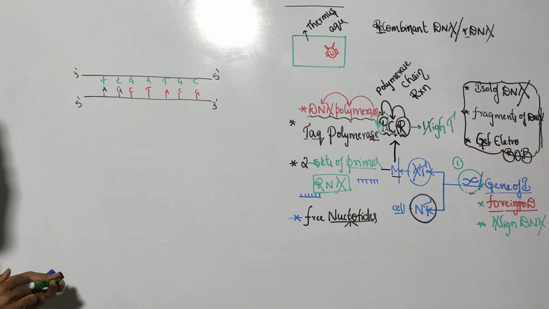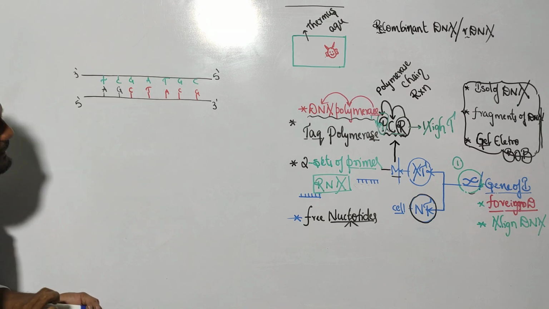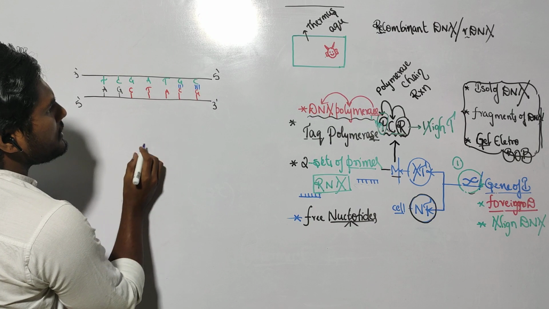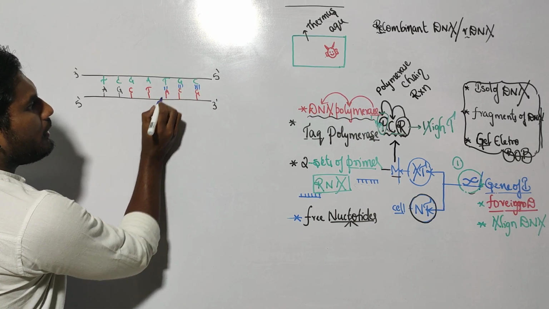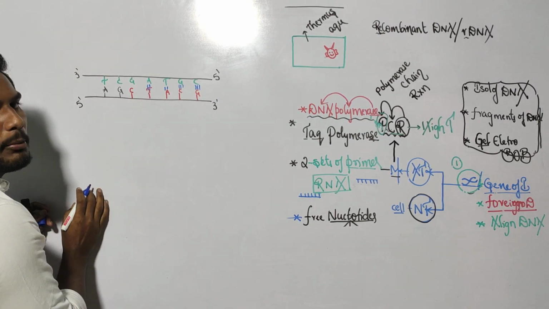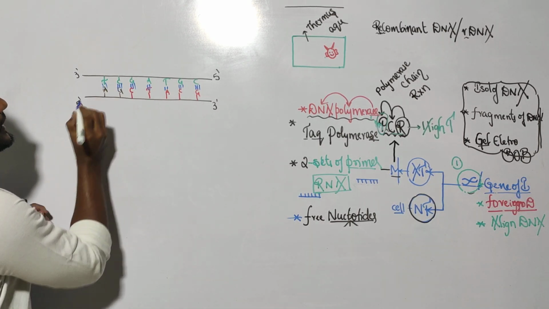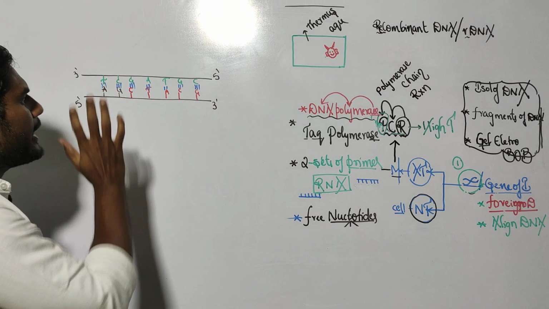Next cytosine. And you know, in between the guanine and cytosine, how many hydrogen bonds? 3. In between adenine and thymine, how many? 2. Guanine cytosine, how many? 3. Adenine thymine, how many? 2. Yes, these are the hydrogen bonds.